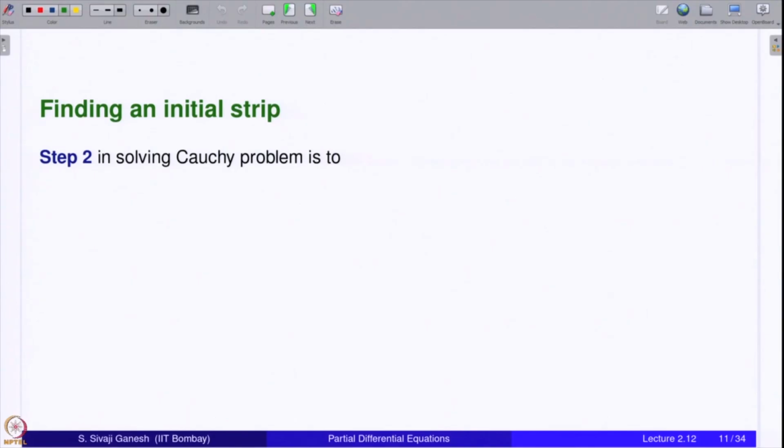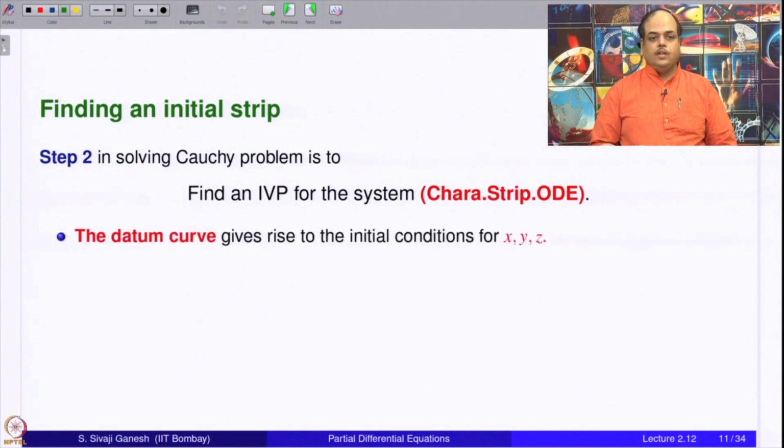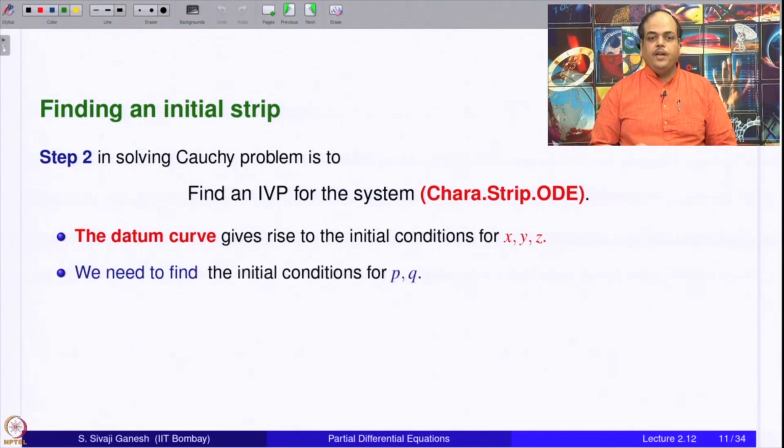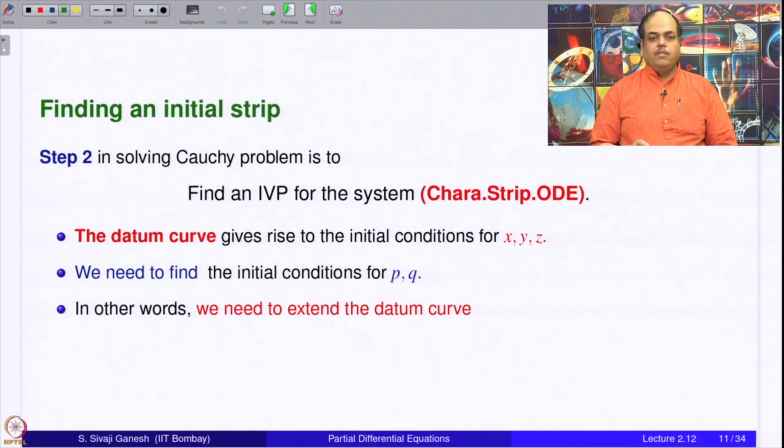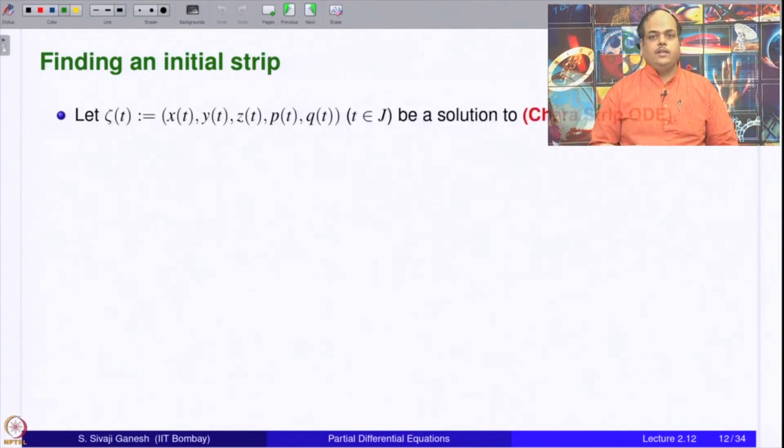So, finding an initial strip. Step 2 in solving the Cauchy problem is to find an initial value problem for the Characteristic strip ODE. The datum curve gives rise to the initial conditions for x, y, z. We need to find initial conditions for P and Q. In other words, we need to extend the datum curve to an initial strip. The support of the strip will be the datum curve. So, finding an initial strip, how do we do that?